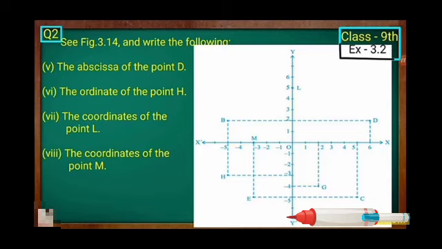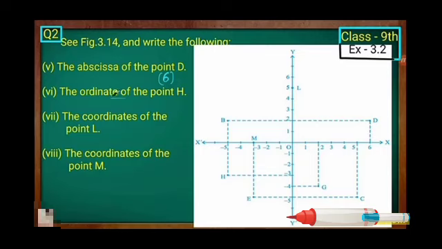Abscissa of the point D. Check the position for the point D. X is 6, y is 2. We have to tell only the abscissa, so that is 6. He is not asking for the coordinate. Abscissa is 6 here, so we have to write 6 only.